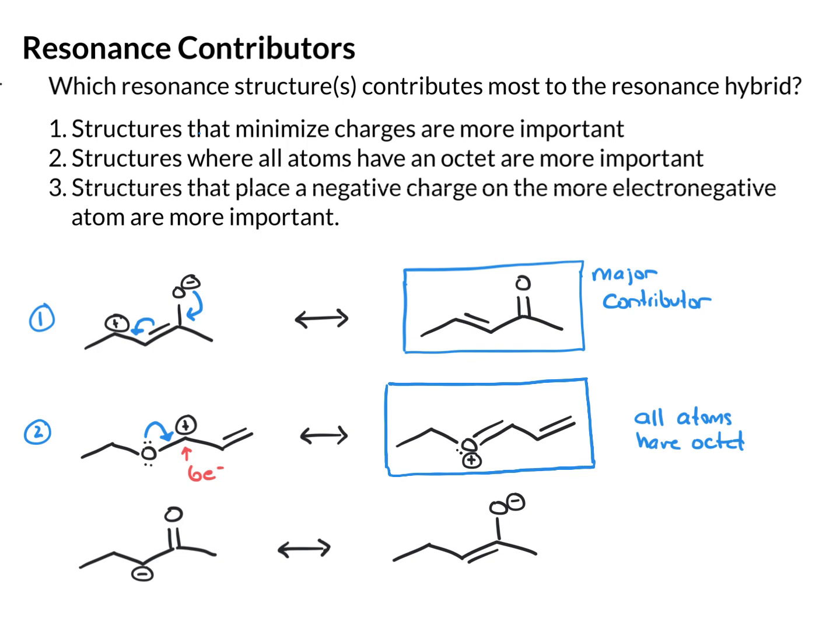And then finally, number three, structures that place a negative charge on the more electronegative atom are more important. So here's an example of number three. In the first resonance structure, the negative charge is on a carbon. But if we delocalize that, we can put the negative charge on the oxygen, and that makes this structure the major contributor to the resonance hybrid.